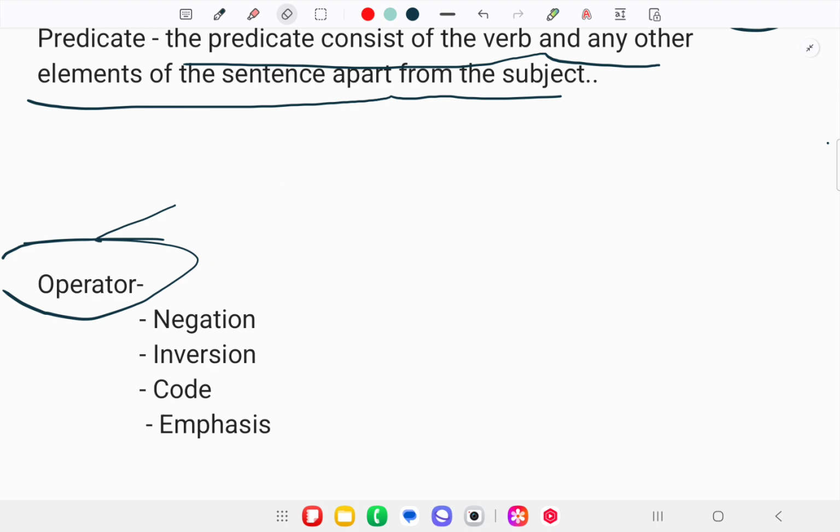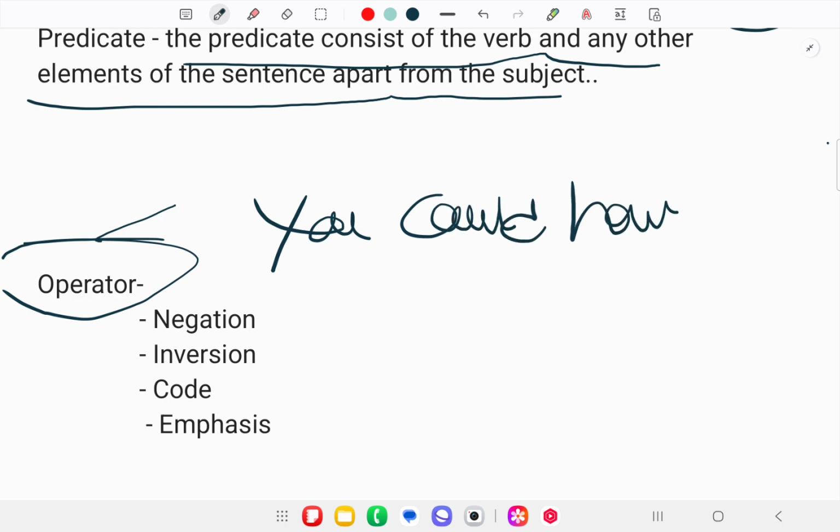So what is the operator? The operator is the first, or we can also say the only, auxiliary verb in the verb phrase. Like if I say an example, you could have been, imagine it.